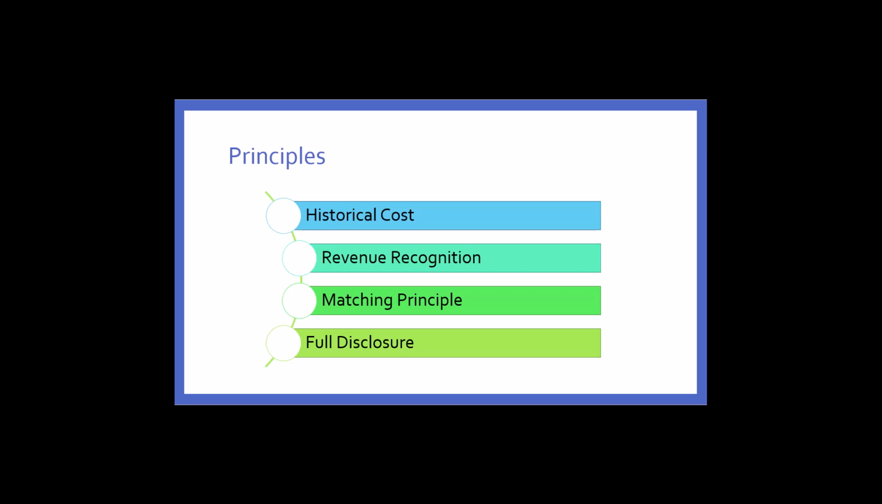And the full disclosure principle is actually very simple. It just means that if something would make a difference to a reasonably knowledgeable and informed financial statement reader, then we have to disclose it. And as we move along in our studies, you'll learn various things that have to be disclosed, but just know there are lots and lots and lots of things in addition to the financial statements that companies have to disclose.